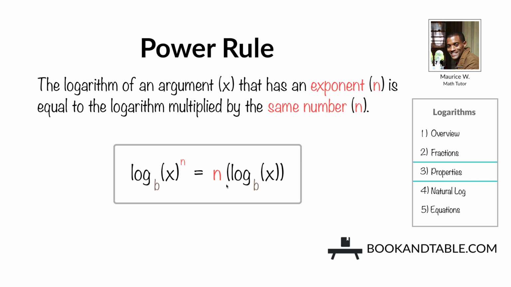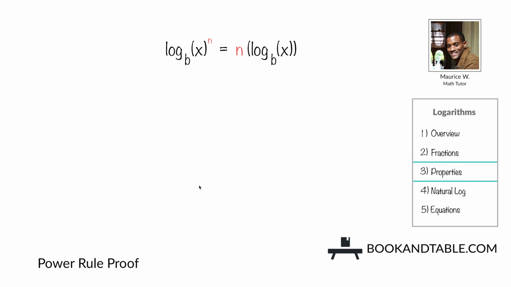But before we look at any examples, let's work our way through the proof of this rule. The log of base b of x raised to a power of n is equal to n times the log of base b of x. So let's first take the log of base b of x, and let's set that equal to some number m. We can change this to exponential form now by taking our base b, raising it to a power of m, and setting that equal to x, our argument.